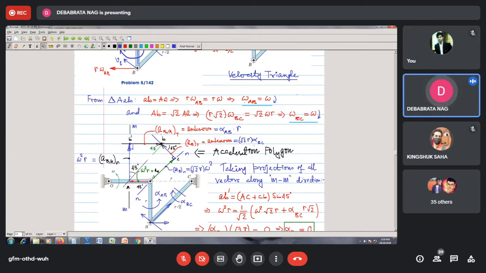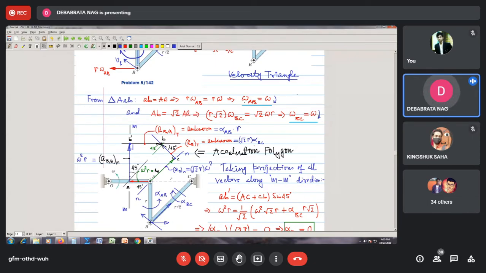some of the components of the vectors will have positive signs, and some of them will have negative signs. That's why it is called algebraic sum. Algebraic sum means sum with sign, taking care of sign.